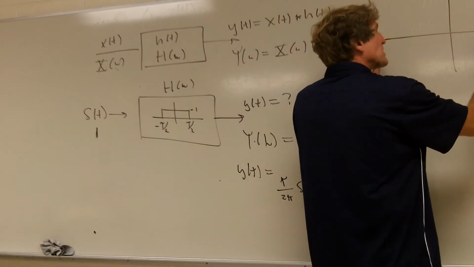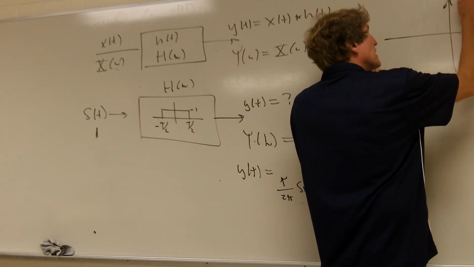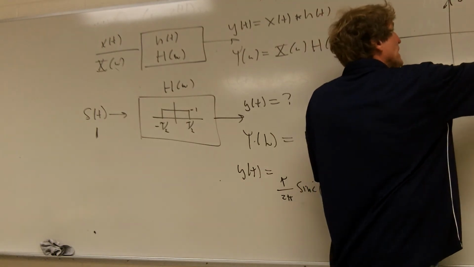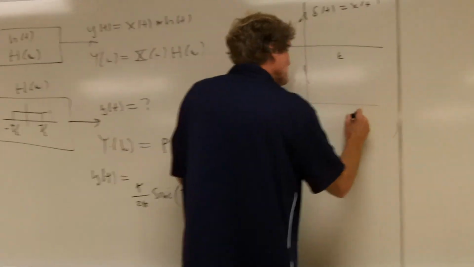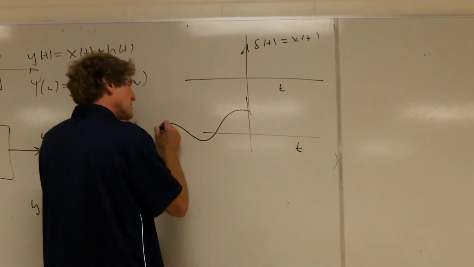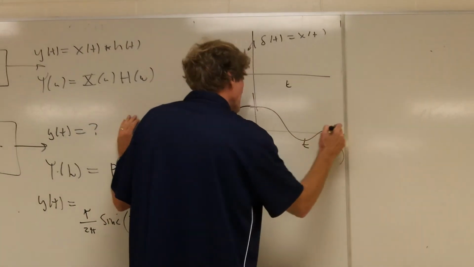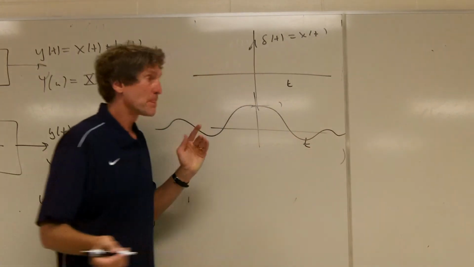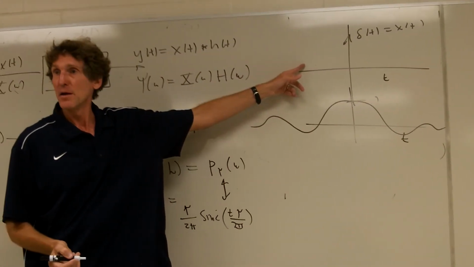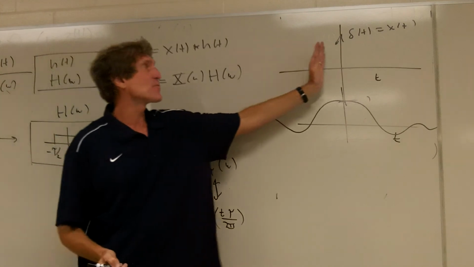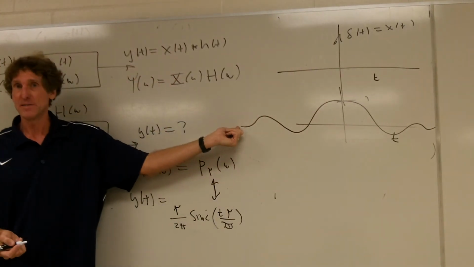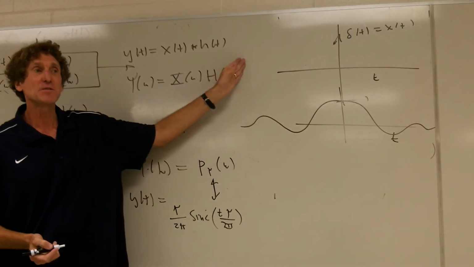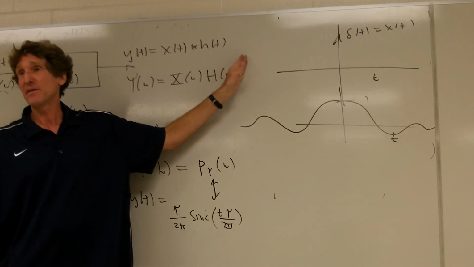The input versus time was a delta function, right? That was my x of t. The output versus time is a sinc function. Most of you can see this, right? That's the output, that's the input. Well, guess what? Before the input ever occurred, I have the output. Think about it. T equals minus 7 seconds. We still haven't hit 0, right?